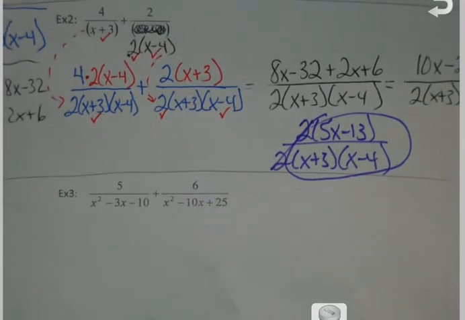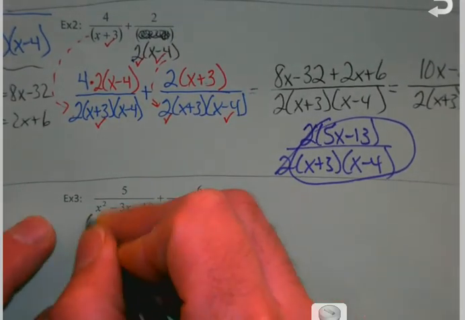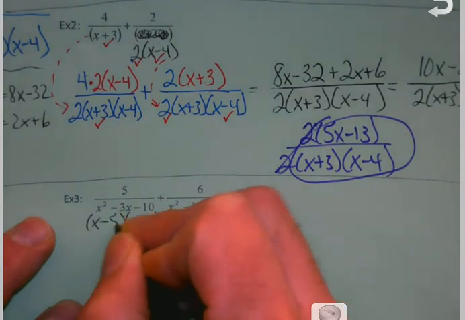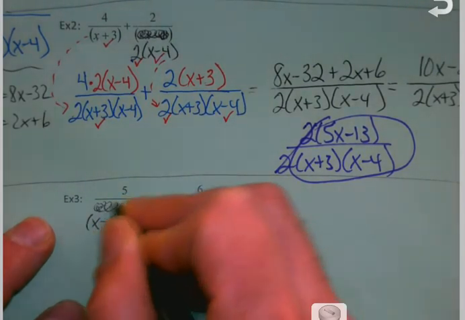Okay, last one on the help sheet. Yes, these both factor. It's going to be a rare occasion when that doesn't occur. And another reason why you need to be able to factor.